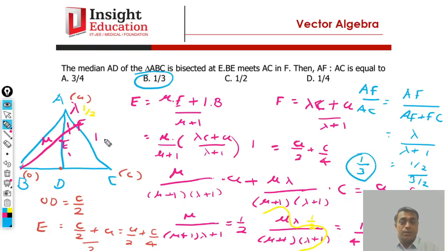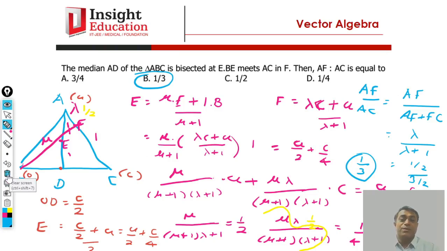So you can see where we have started: we started with the given position. Median is given, so first find out the coordinate of D. Second, it is bisected. Bisected means equal portion, so use that condition. So E is equal to C by 2 plus A divided by 2, so A by 2 plus C by 2. Now you know the E. So assume lambda is to 1 and mu is to 1. So use this ratio, mu into F, 1 upon B, and incorporate the value of F. So you will get the answer.